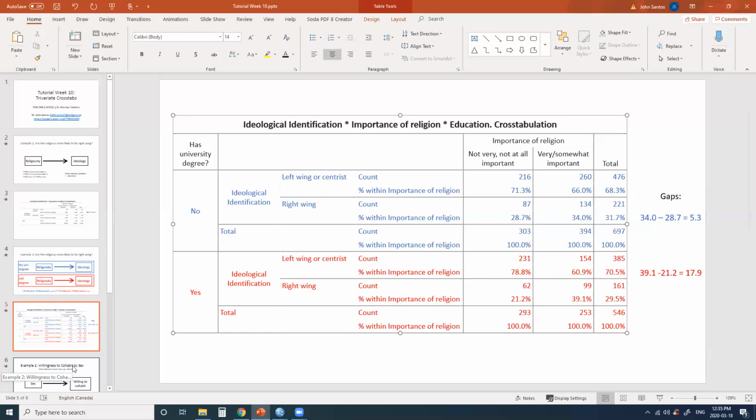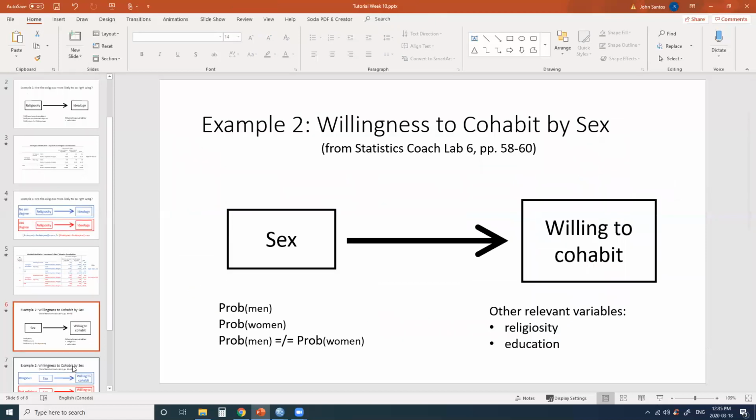And so the exercise that we'll go through together in SPSS is Lab 6 in the Stats Coach, and that starts on page 57, Lab 6 application. And we're gonna walk through this problem together. And so they present this hypothetical research question: is there a relationship between sex, or the sex of the respondent, and willingness to cohabit, right?